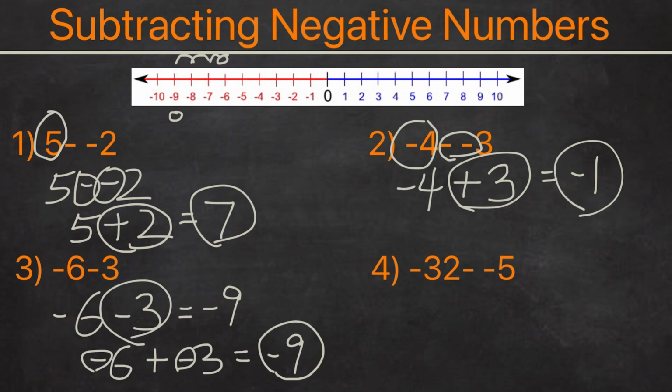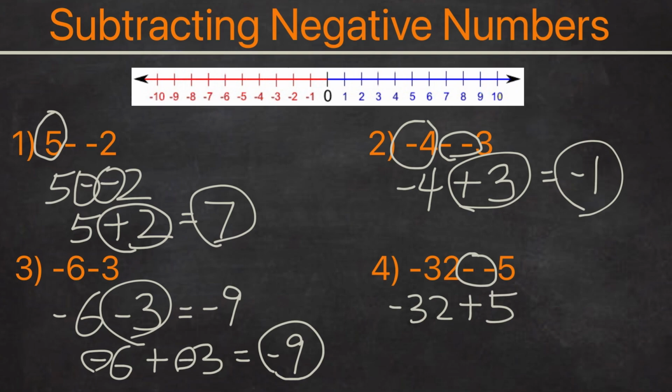And for the last example, we have a slightly bigger number. So negative 32 minus negative 5. So here we have a double negative that becomes a positive 5. So negative 32 plus 5 means that we are going toward the right of the number chart.